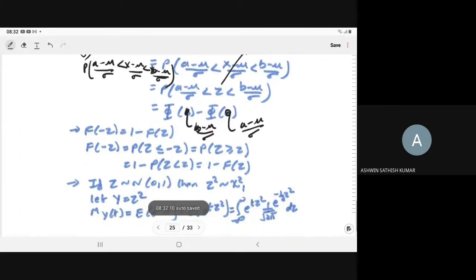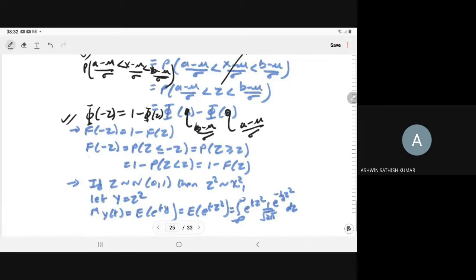Another important property of the normal variate is phi of minus z is equal to 1 minus phi of z. Here it is written F of minus z is equal to 1 minus F of z, meaning F and phi are the same thing. Both represent the CDF. Just to highlight that it is the standard normal variate, we write the capital phi instead of the capital F.